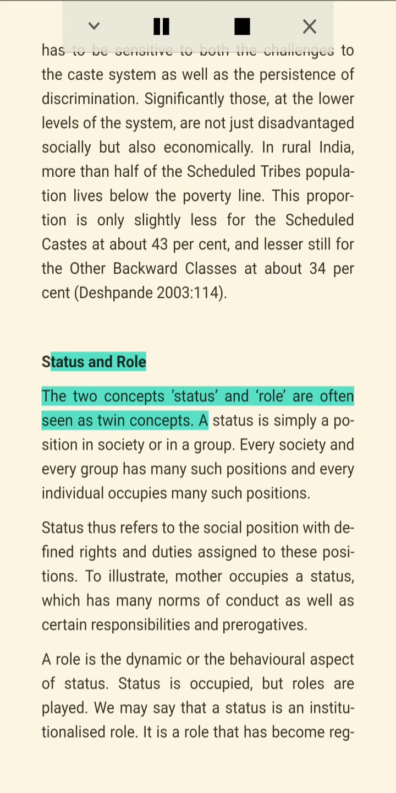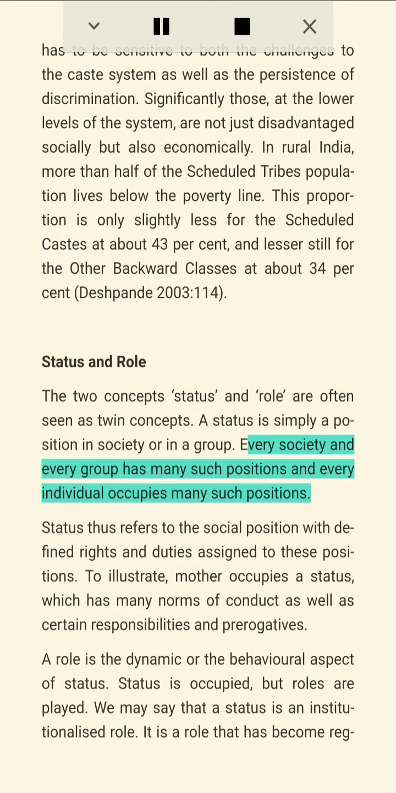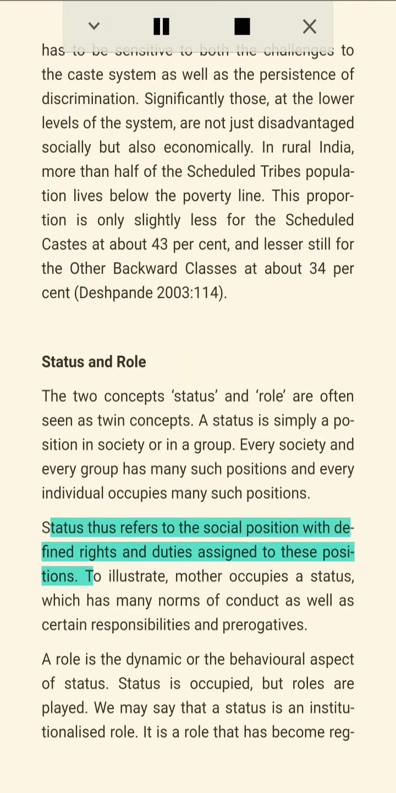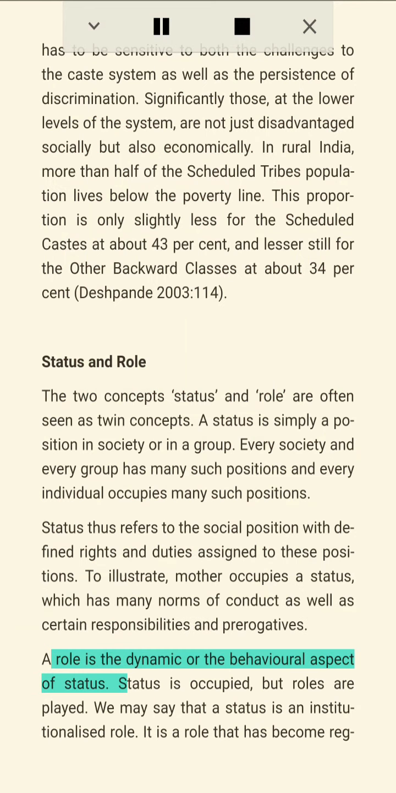Status and role. The two concepts, status and role, are often seen as twin concepts. A status is simply a position in society or in a group. Every society and every group has many such positions, and every individual occupies many such positions. Status thus refers to the social position with defined rights and duties assigned to these positions. To illustrate, a mother occupies a status which has many norms of conduct as well as certain responsibilities and prerogatives. A role is the dynamic or the behavioral aspect of status. Status is occupied, but roles are played. We may say that a status is an institutionalized role.